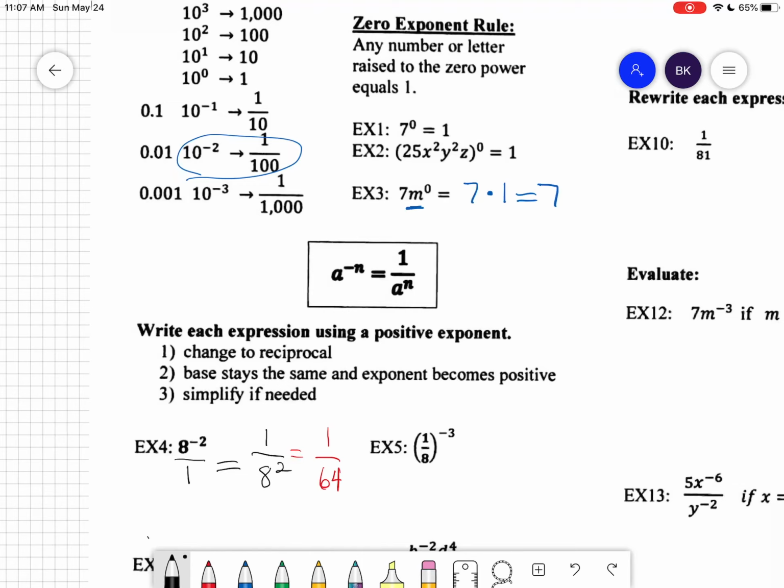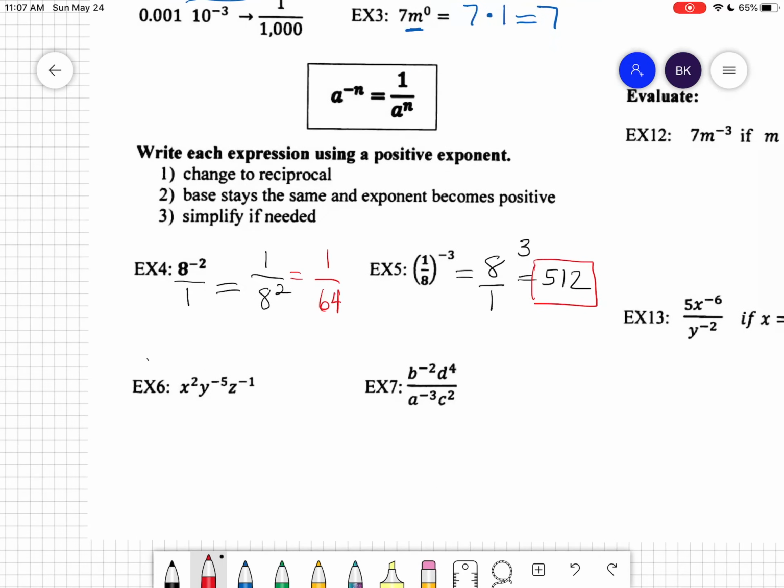Let's take a look at example 5. 1/8 raised to the negative third power. Negative 3 is negative, so I have to take a reciprocal of my base. So the reciprocal of 1/8 is 8 over 1, and the exponent becomes positive. 8 to the third power. 8 to the third power is 512, and that is your final answer.